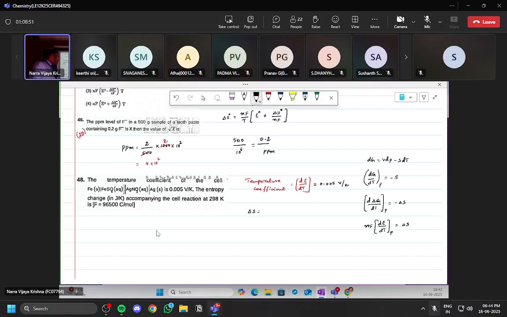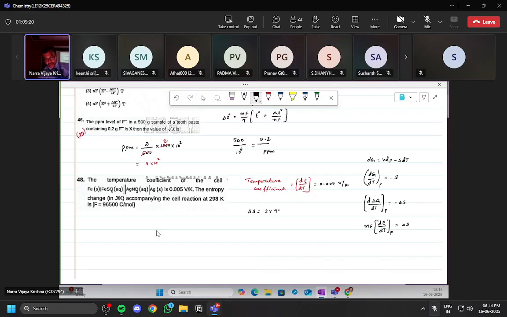Or here it is +1 to 0. Either I can take it as 2 or I have to take it as 1. If I take it as 1, I need to do it accordingly. In any redox reaction, the number of electrons gained and lost must be equal. So I am taking it as 2. Here I am taking 2, means here also I will take 2. 2 moles. Clear?